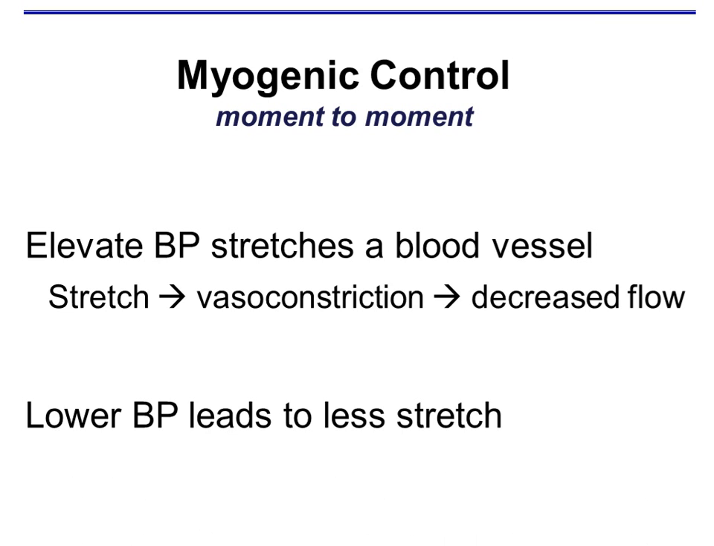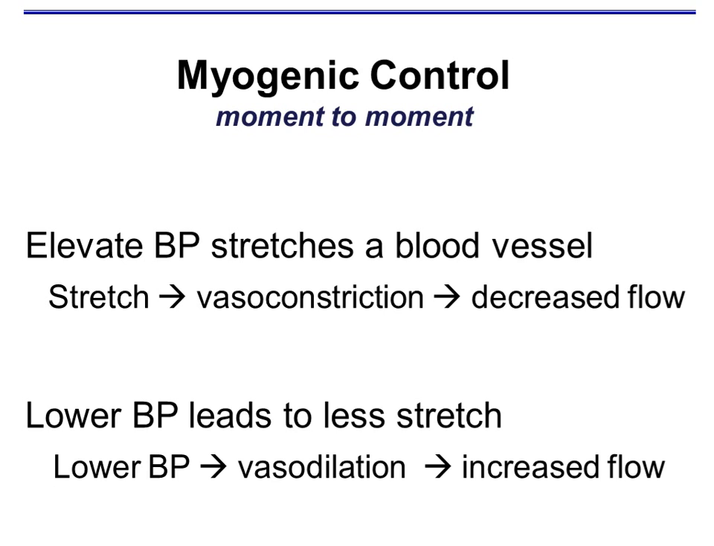So if you stretch, it responds by vasoconstricting, in this case, to decrease flow. And if there's less stretch, they'll actually begin to dilate to increase flow. So again, it's smooth muscle, which behaves differently from all the other muscle tissue types. And it has its own little reflex response. And that's what you're seeing here with myogenic control. So the thing to understand is that myogenic control is moment to moment. It's stretch or less stretch stimulating a response because this is smooth muscle.